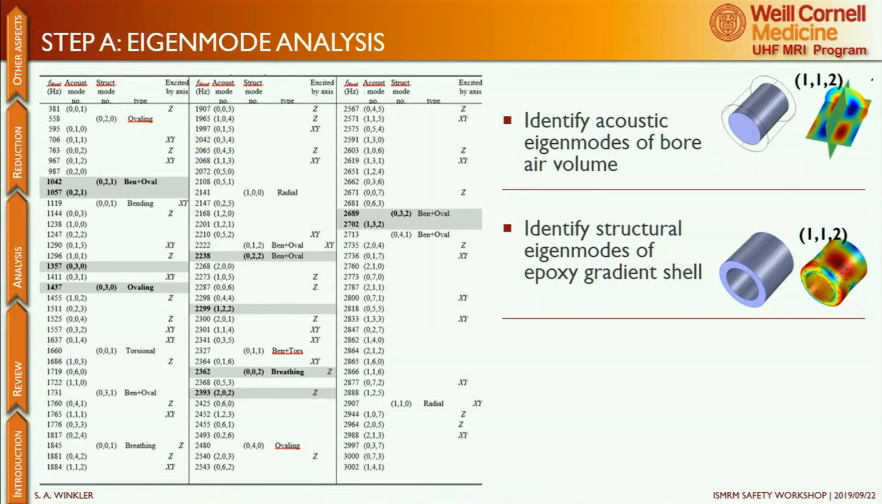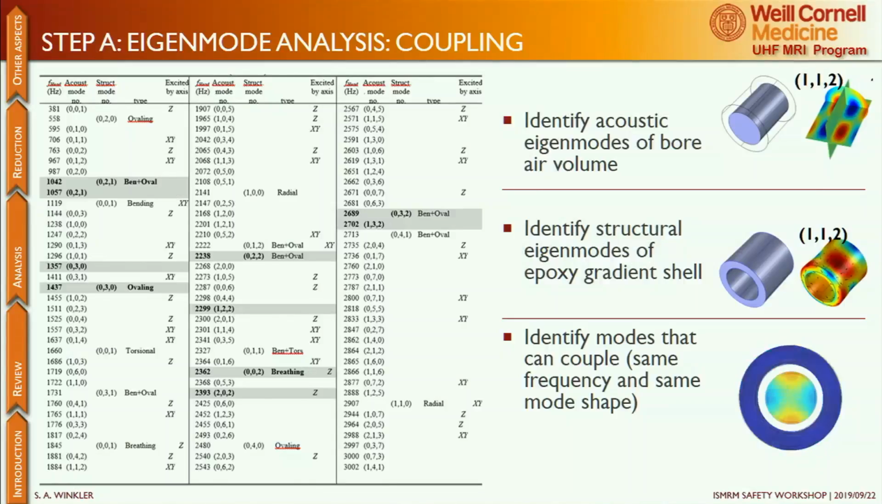Now, if you do that, you get a big list of all kinds of eigenmodes, which is a bit overwhelming, but it was very instructive. And so with that list, you can also identify modes that can couple. What that means is that these modes have the same frequency and also the same mode shape. So in gray, you have some here that have the potential to couple.